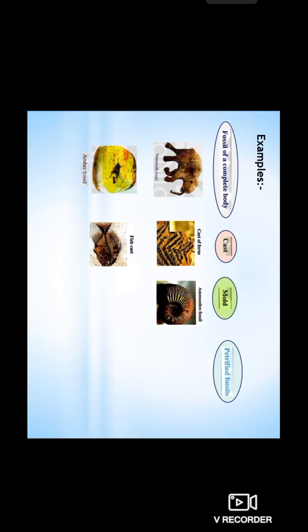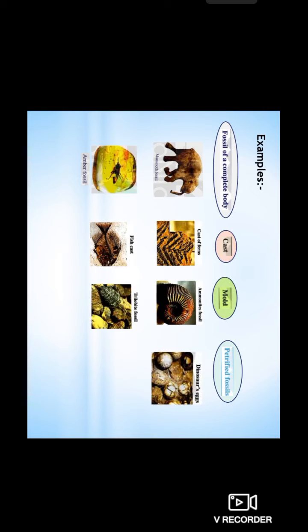Examples: number one, complete body fossil like mammoth fossil. We all know what a mammoth fossil is. Number two, amber fossil. Number three, the cast, like cast of ferns, cast of fish. Mold, like ammonites fossil or trilobite fossil. Petrified fossils like dinosaurs' eggs or dinosaurs' teeth or petrified wood.